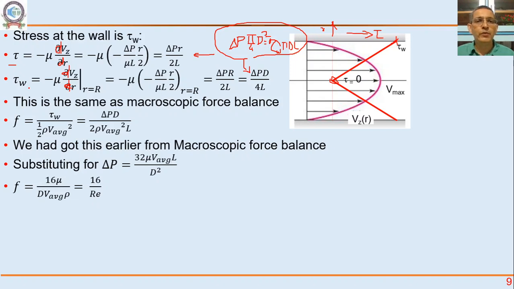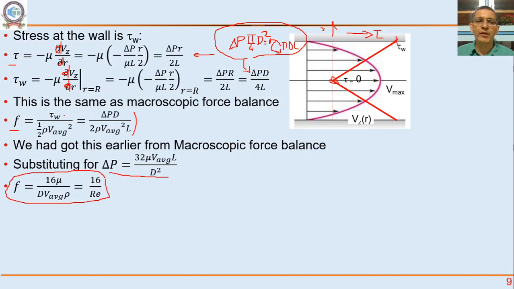Now if tau w is delta p d by 4l, can I divide tau w by half rho v average square to get us the friction factor? I'll do that. Put this delta p d by 4l for tau w. I will get this expression. If you substitute now delta p from Hagen-Poiseuille equation, you will get friction factor is 16 by Re.